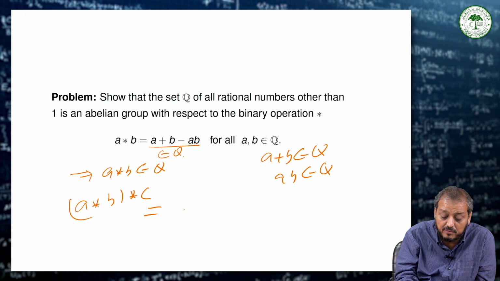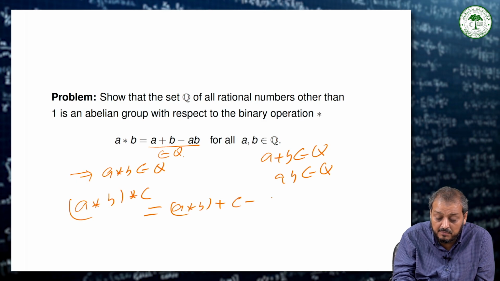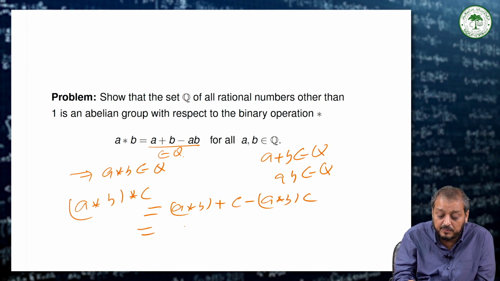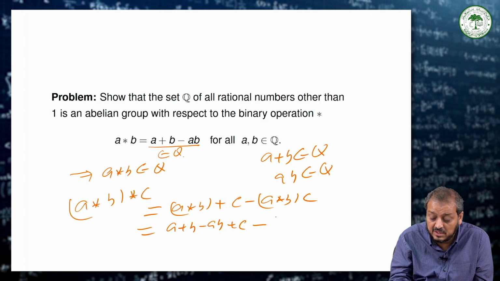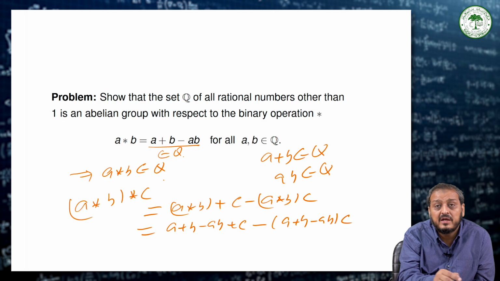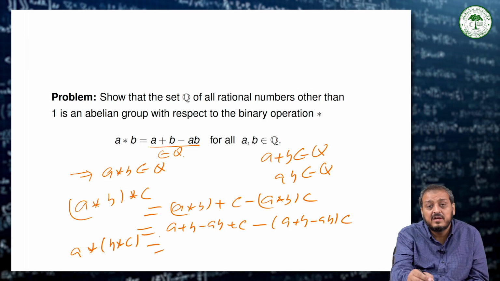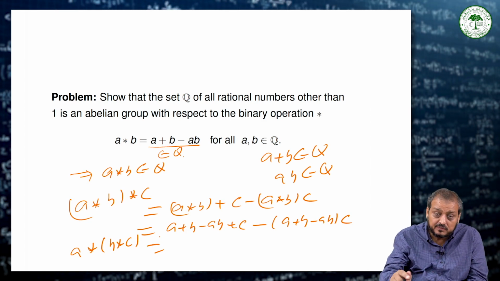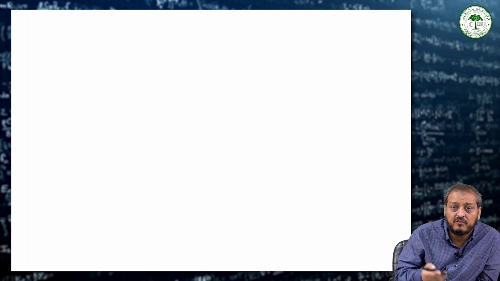So the first condition is clearly satisfied. Then associativity we can trivially satisfy. A composition B composition C, we can write in the form of A composition B, we have plus C minus A composition B into C, and then we have to apply this operation again. We write A plus B minus AB plus C minus A plus B minus AB into C, and then similarly the other condition is A composition B composition C. So this is trivially satisfied, and the associativity condition also holds in this case.